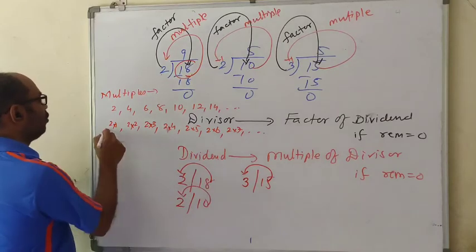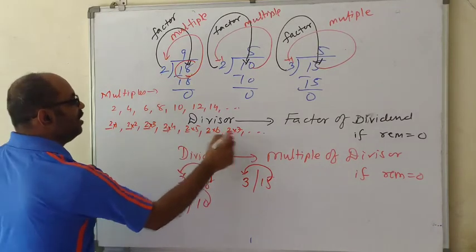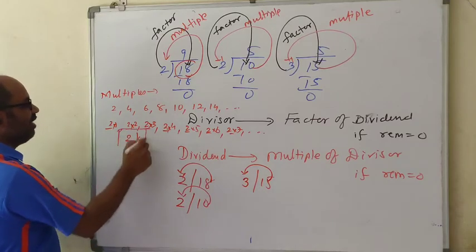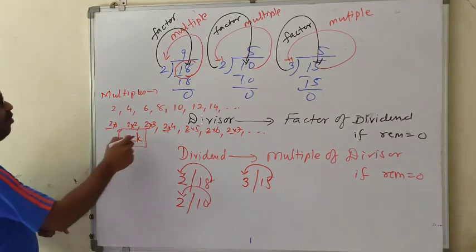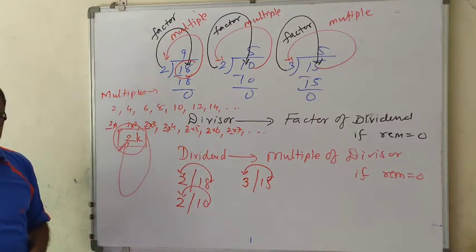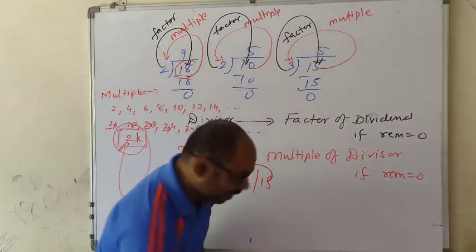So 2 is common here. So I can say 2, and for 1, 2, 3 I can put k. So if I write 2k, 2k is a multiple of 2. Are you getting me? One more example.